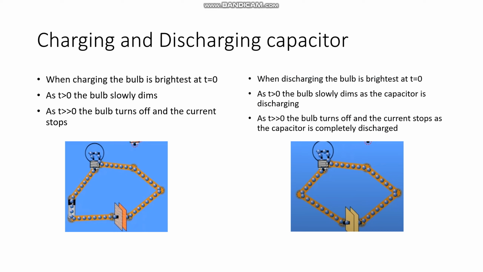Next portion is charging and discharging a capacitor. When you're charging a capacitor, the brightest the bulb is going to be is at t equals 0. But as time moves on, it's slowly going to start dimming, and eventually the bulb's going to turn off and the current stops because the capacitor is fully charged and now acts like a break in the circuit. Whereas with discharging, the bulb is still going to be brightest at t equals 0, but as time moves on, it's slowly going to dim because the capacitor is discharging, and eventually the capacitor no longer can create a potential difference, so it will basically stop the circuit, and the bulb will turn off again.